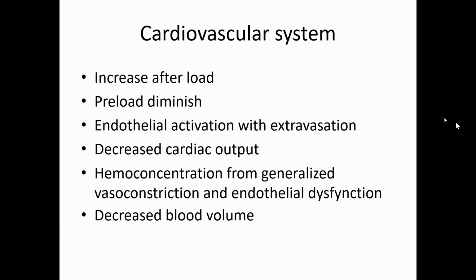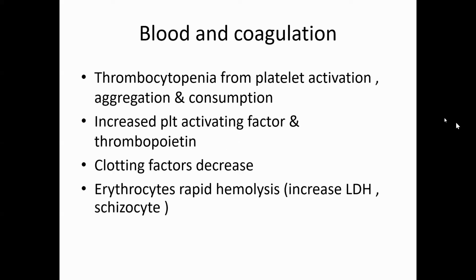So this hypertensive disorder affects all the systems. In the cardiovascular system, there will be increased afterload and diminished preload, and endothelial cell activation and extravasation occur, and there will be decreased cardiac output, hemoconcentration from generalized vasoconstriction and endothelial cell dysfunction, and decreased blood volume. In the blood coagulation system, it can cause thrombocytopenia. It activates the intrinsic coagulation system, leading to clotting factor deficiencies and ultimately DIC.